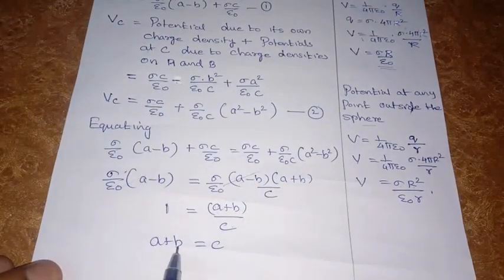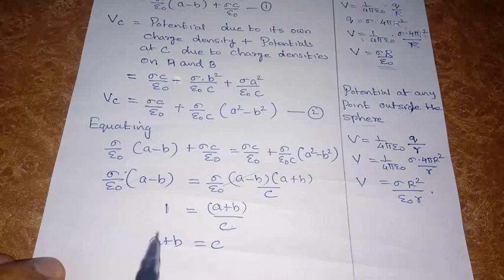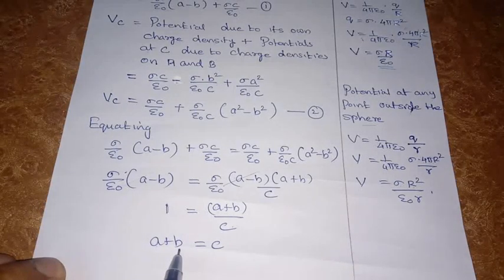A plus B is equal to c. The radius of the smaller sphere plus radius of the intermediate sphere is equal to radius of the bigger sphere.